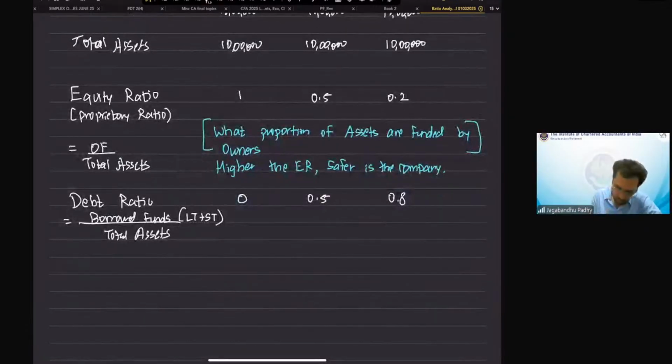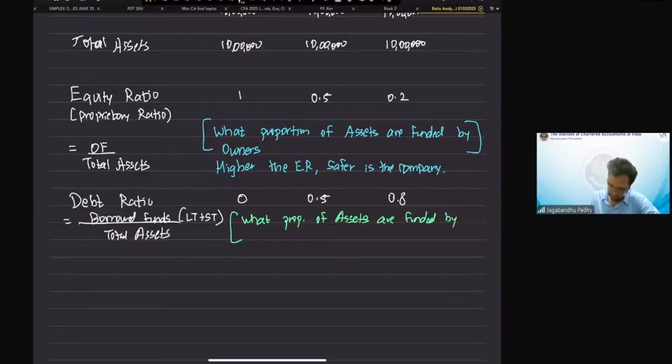So this ratio is indicating what proportion of assets are funded by borrowed funds. What proportion of assets are funded by borrowed funds?